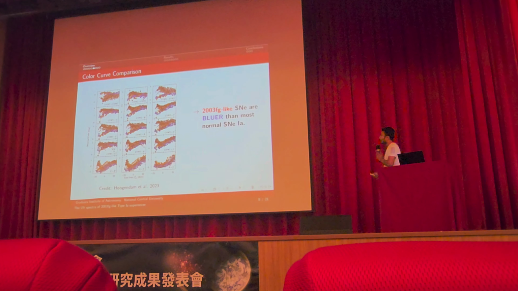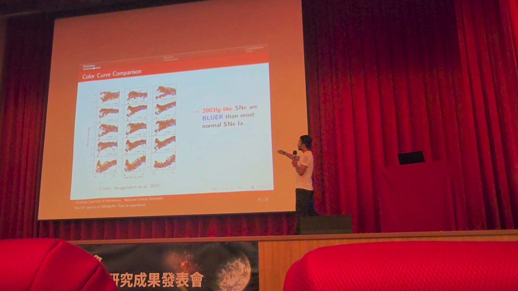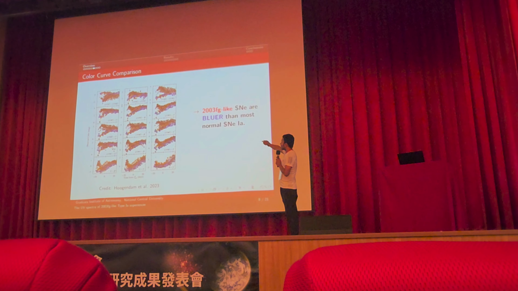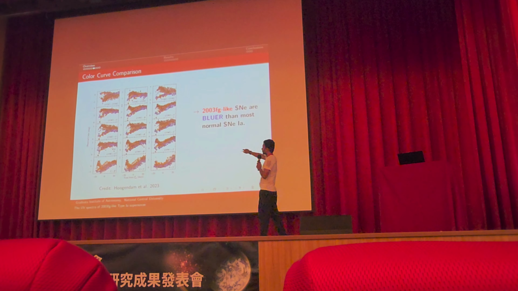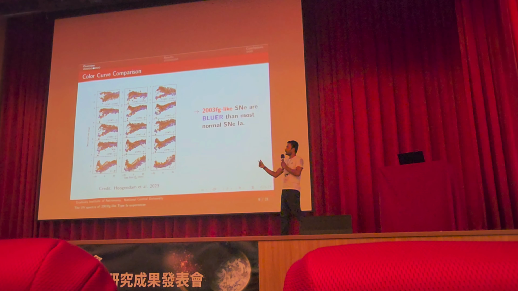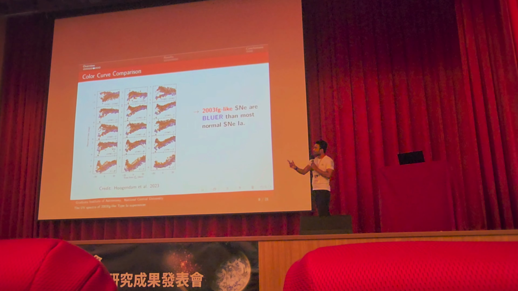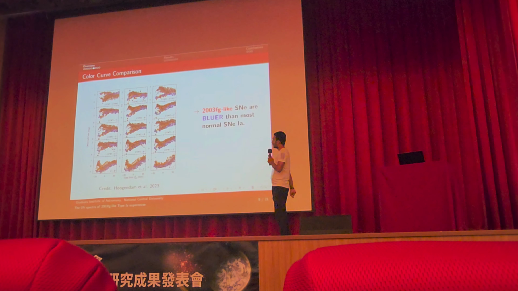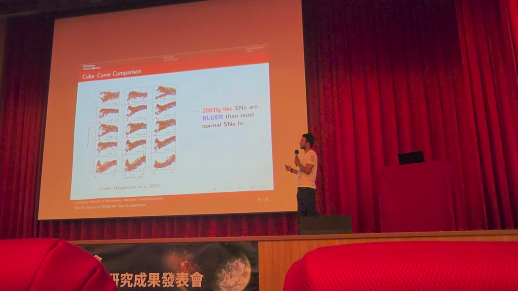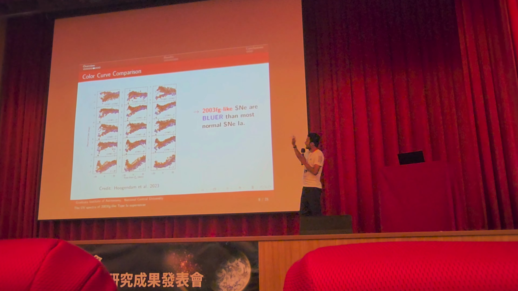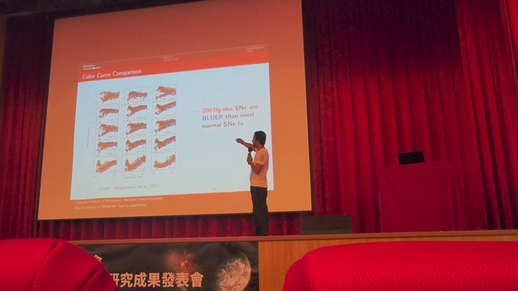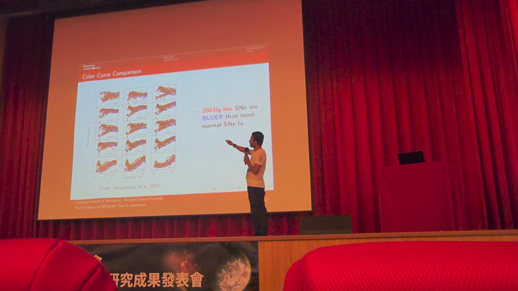This is actually a color curve. The top panel shows the results, actually most of the panels show the results, where they start from a filter from Swift and another filter from another telescope. So the main thing here is that they are brighter in the earlier epochs.